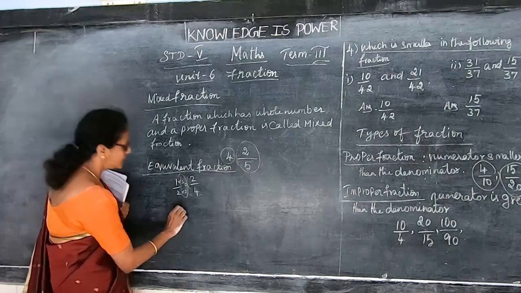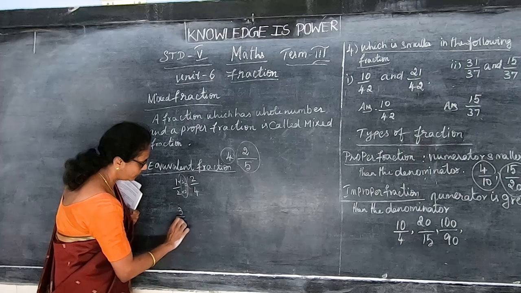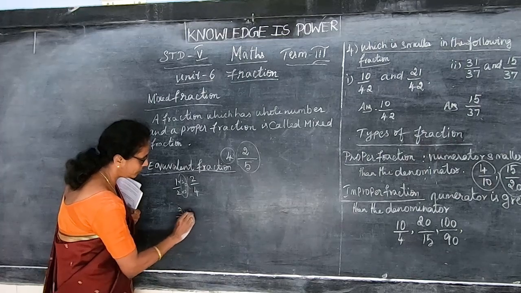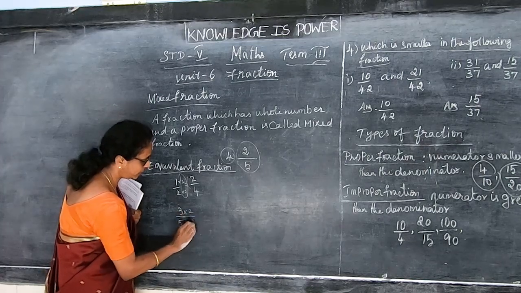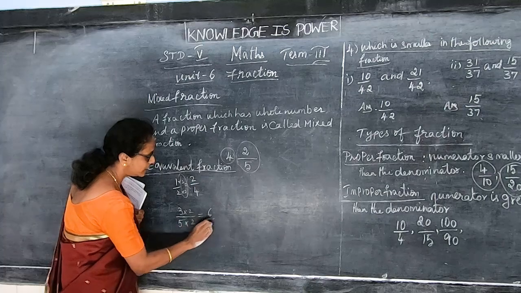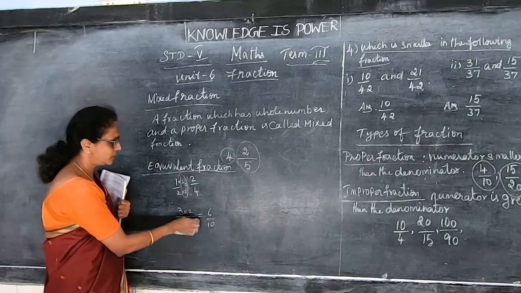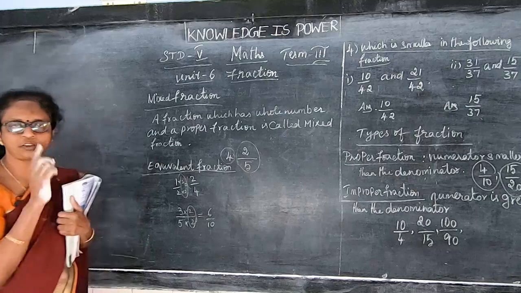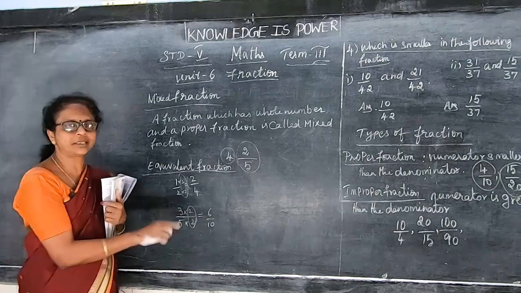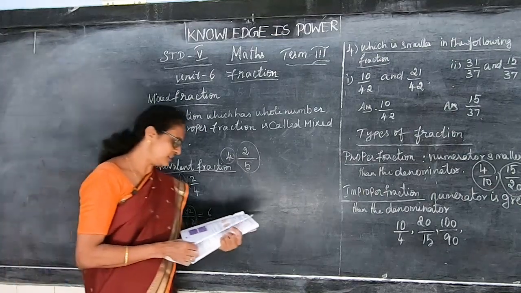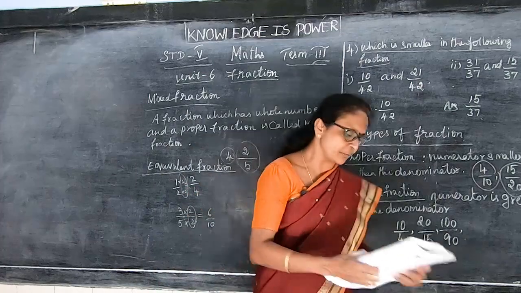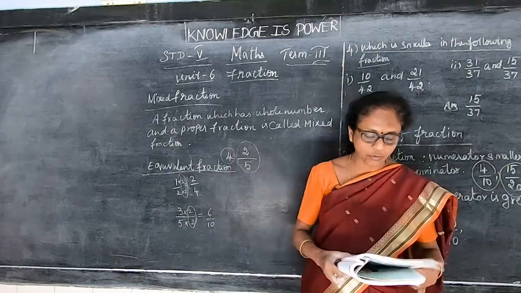The numerator and denominator multiplied by the same number is known as the equivalent fraction. Can you understand? Suppose 3 by 5, multiply it by 2. Then both numerator and denominator are multiplied by the same number. 3 2s are 6, 5 2s are 10. That gives you the equivalent fractions.